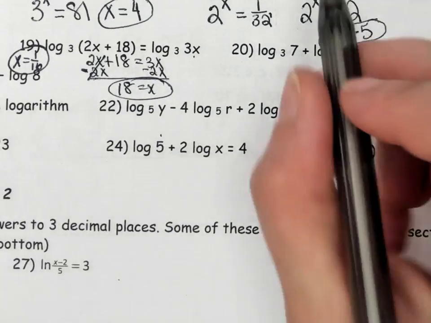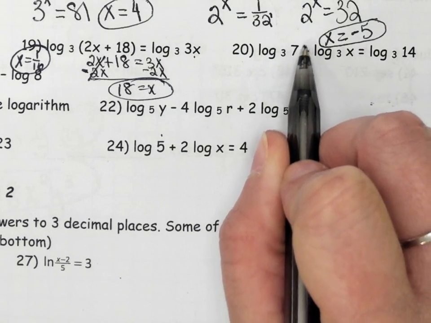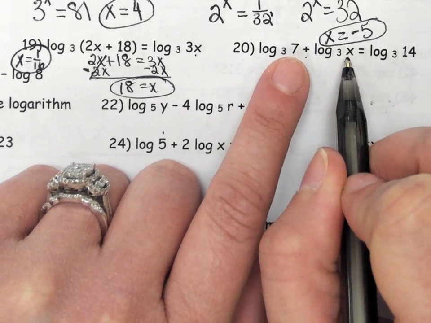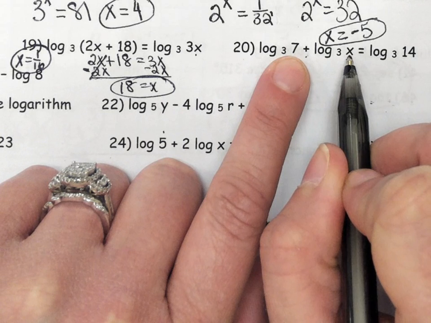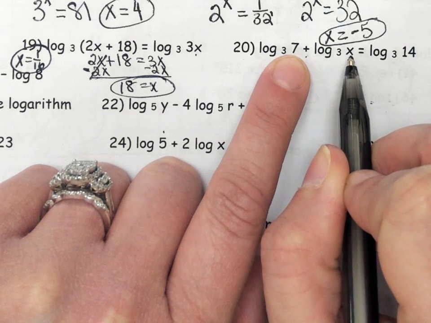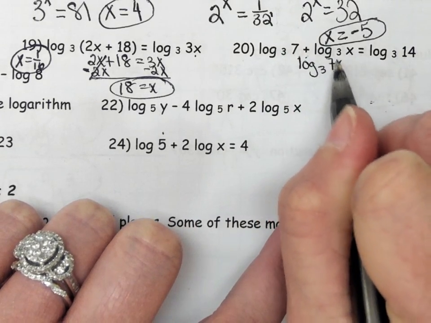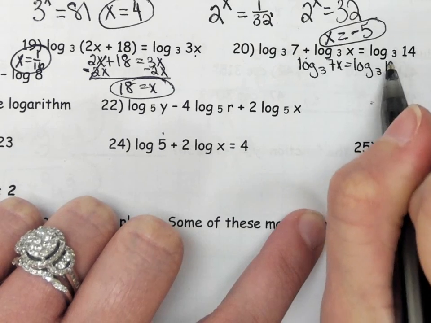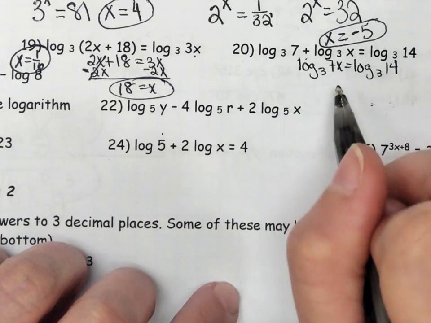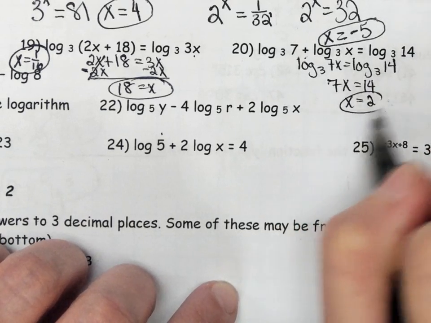All right, what about number 20? Do you remember what addition meant for logarithms? It means multiplication. Very good. So what can I do to these two right here? You just said it. Multiply them, and what's 7 times x? So you got log base 3 of 7x equals log base 3 of 14. There you go. Now you can set them equal. And x equals 2.